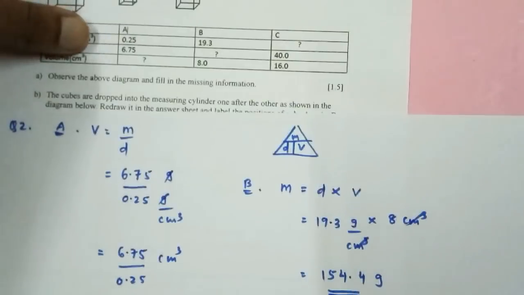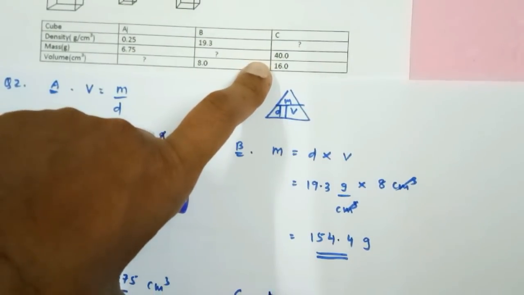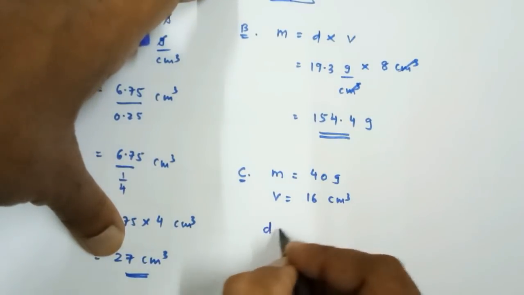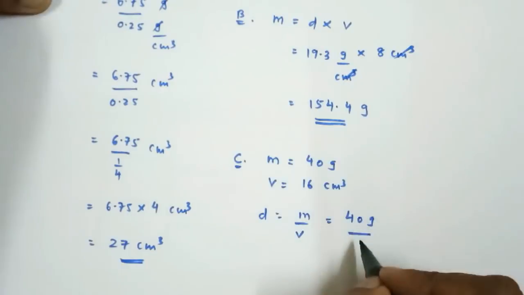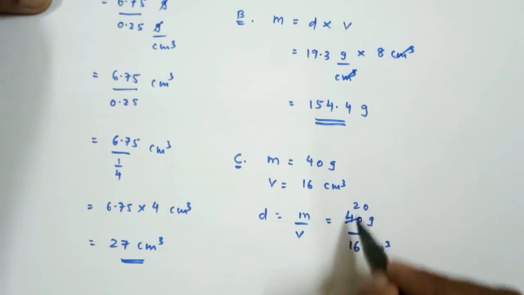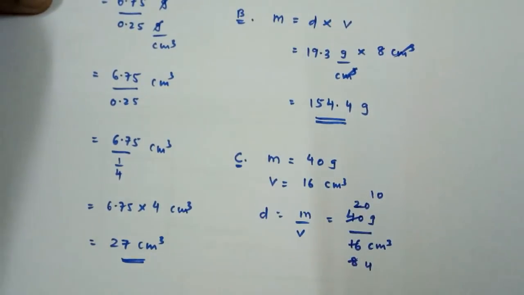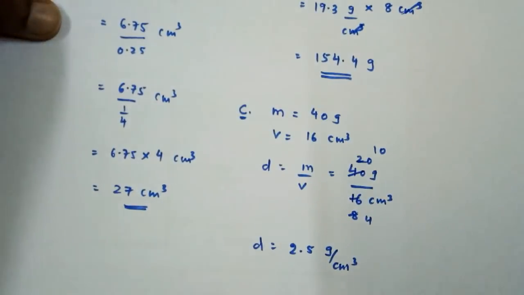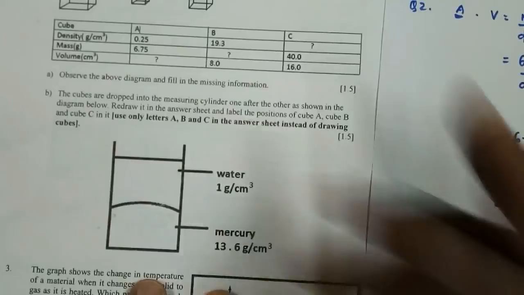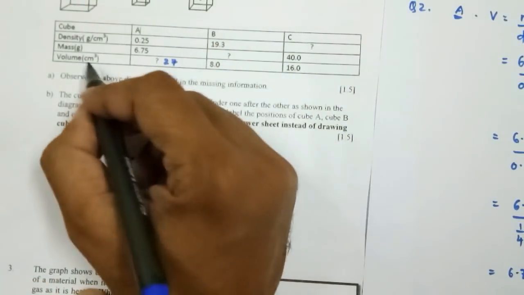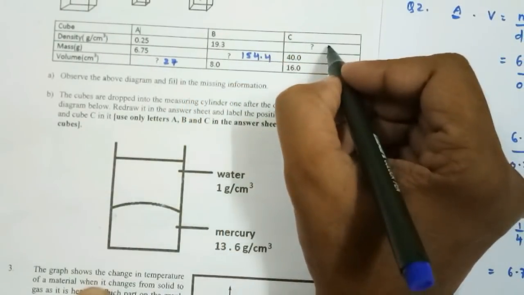Now for C, mass and volume are given. Density is supposed to be found out. So density would be equal to 10 by 4, that is 2.5 gram per centimeter cube. This is our answer. Now, since we know the density of all three, let us substitute the values over here. This was 27 centimeter cube. This is 154.4 and this is 2.5.